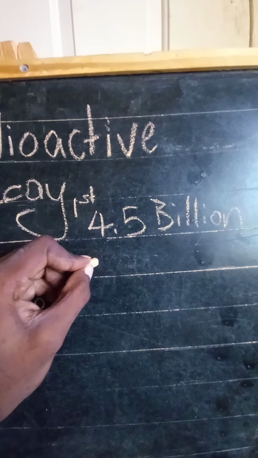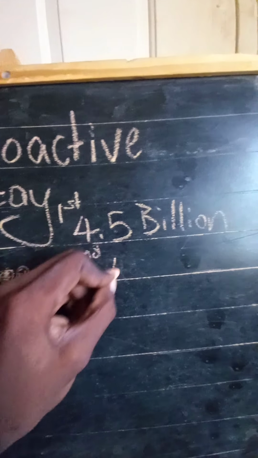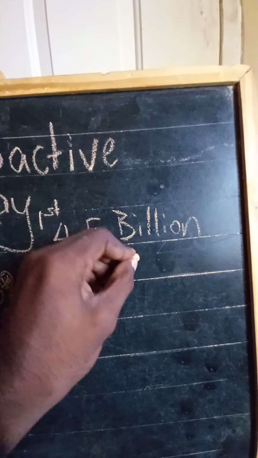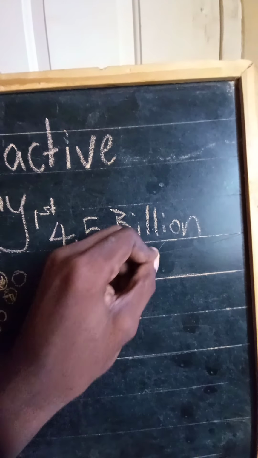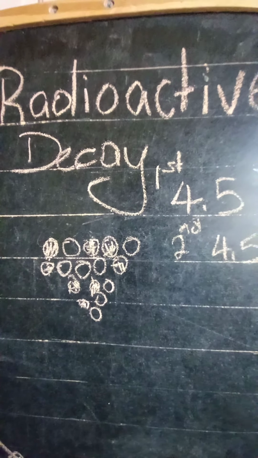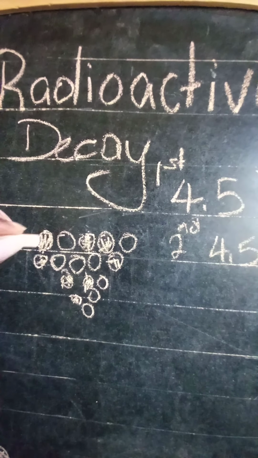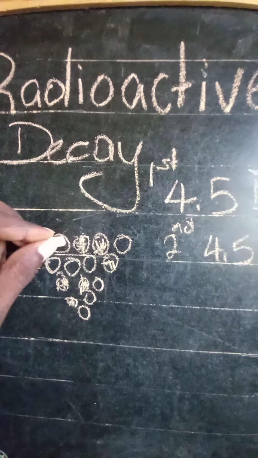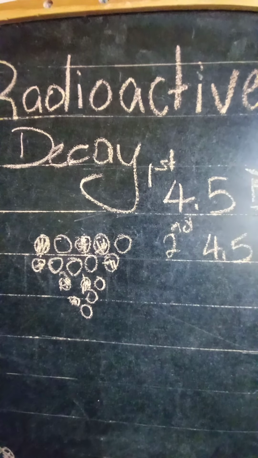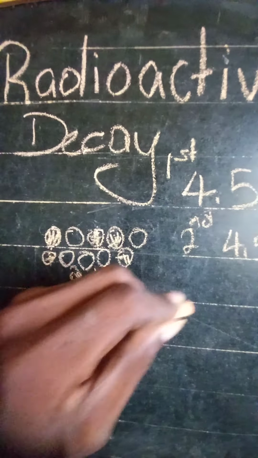Now, our second half-life will be our second 4.5 billion years. So this is basically 9 billion years. In 9 billion years, we would have the next half-life. So in the next half-life, you would expect that this 8 would then decay. But no, it is half of what we currently have that will actually decay in the second half-life.